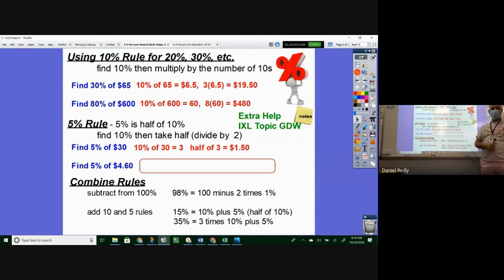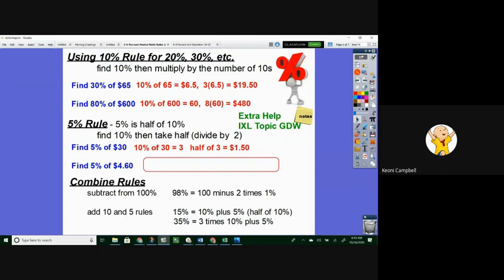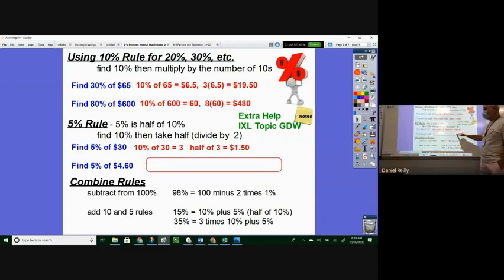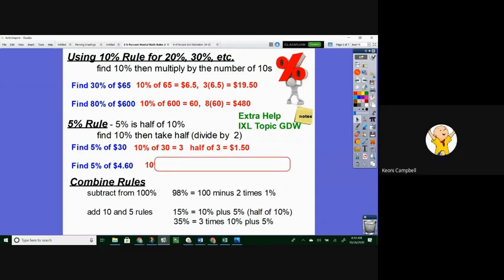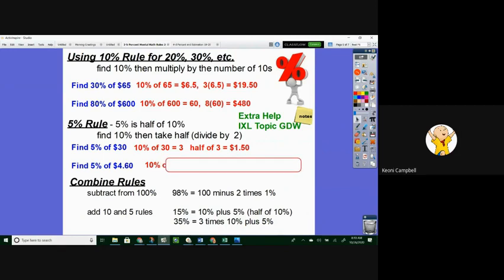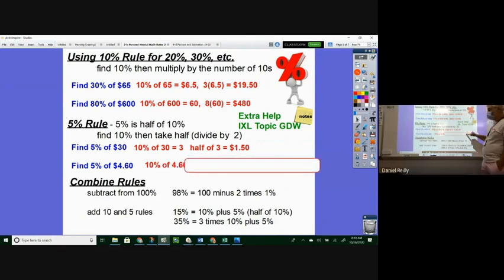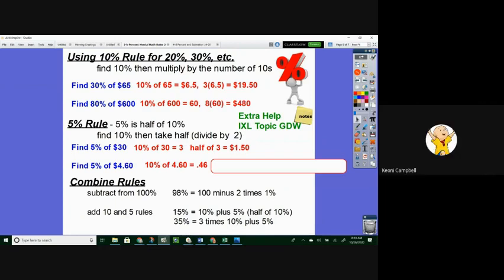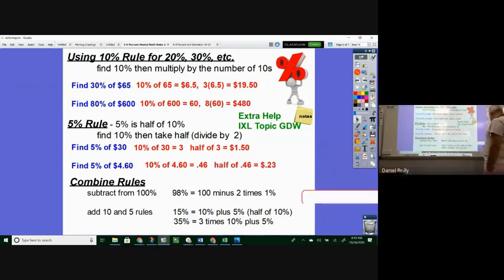5% of $4.60. All right, go ahead. 23 cents. Okay, no, what? 10%, 23 cents. 10% of $4.60 is 46 cents. Point four, 460. 46 cents, that's correct. And then half of that is 23 cents. 23 cents, exactly correct. Good job.